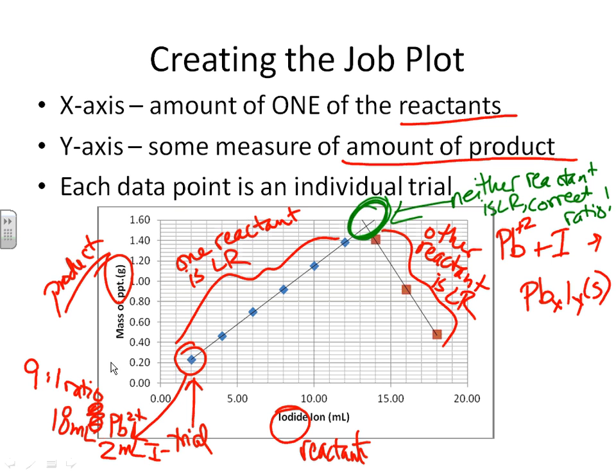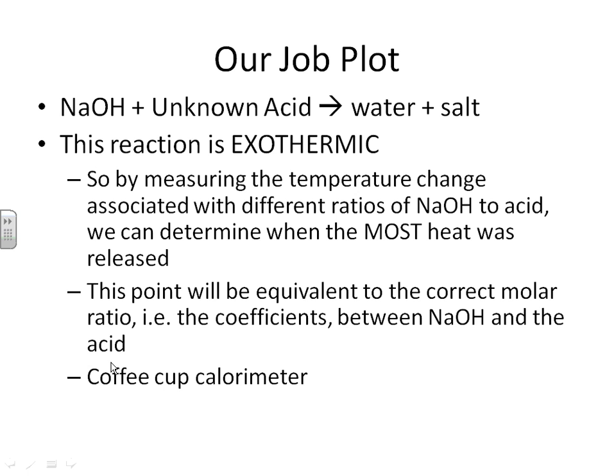Because right here, this is theoretically the most product that we can make. And you can then figure out how much lead and how much iodide were needed to make that theoretical maximum amount of product. And whatever the ratio between the lead and iodide is when we're making the most product, that's the correct molar ratio, and you've figured out the stoichiometry of the reaction.